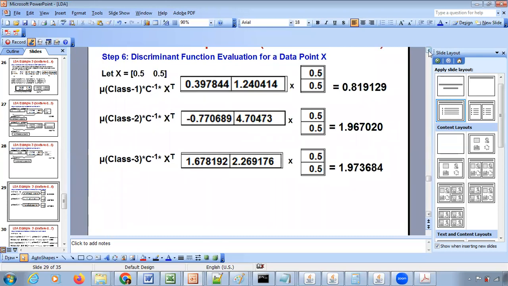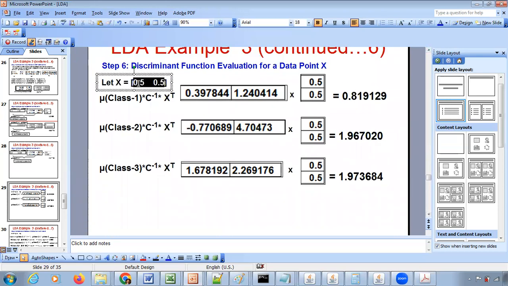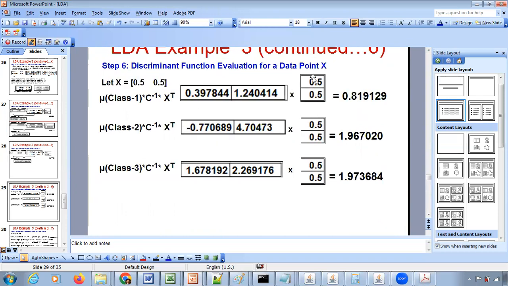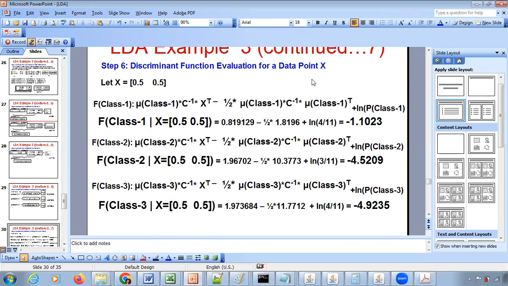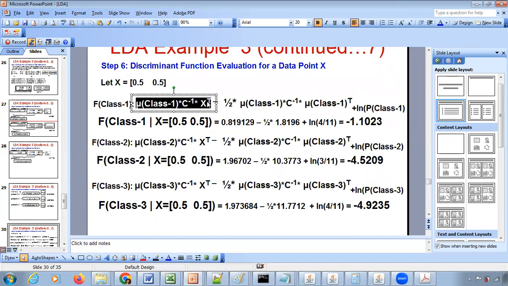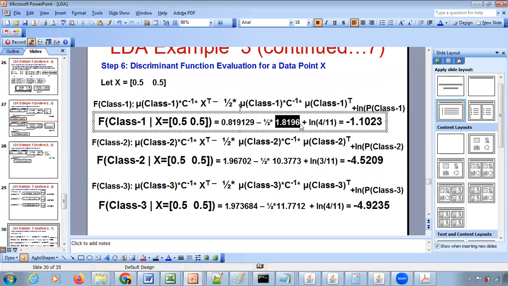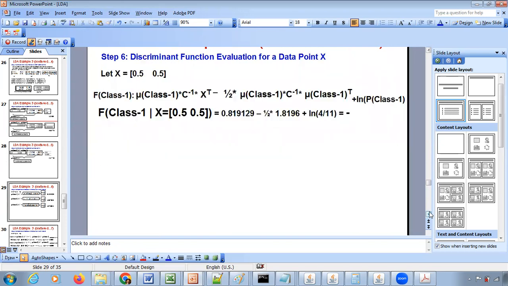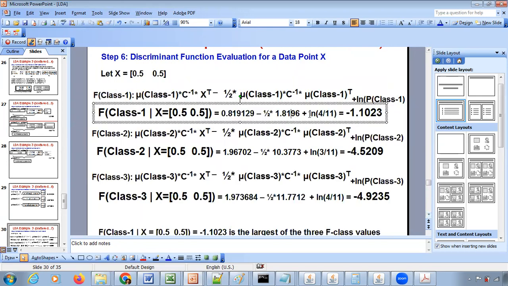Okay. So let's pick up a test data point from the training data set: 0.5, 0.5. You're going to get the product matrix for each class and multiply with the transpose of 0.5, 0.5. You get the scalar quantities. And now use those scalar quantities as the first term of this formula here, minus half times these numbers that come from the other scalar quantities that you find here using the mean values of x1, x2 for each class. So 1.8196 for class 1 plus log of 4 over 11, because you had 4 of the 11 records for class 1.